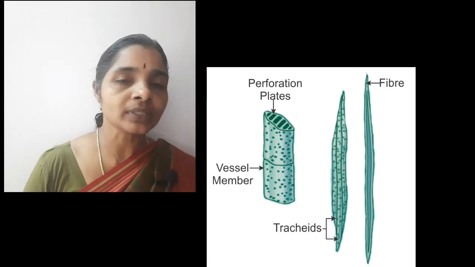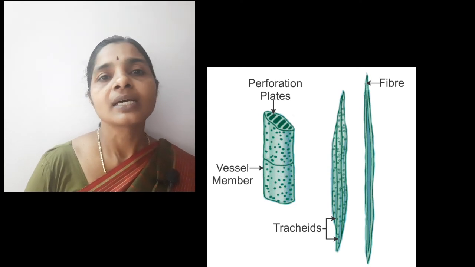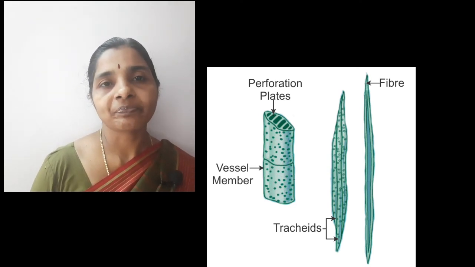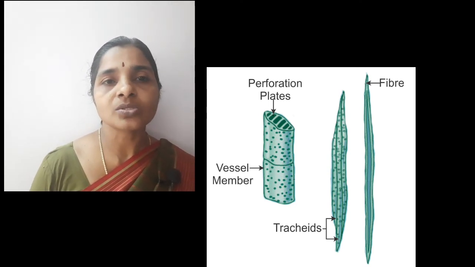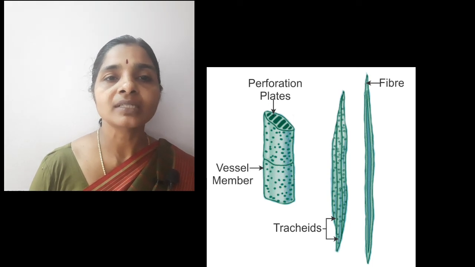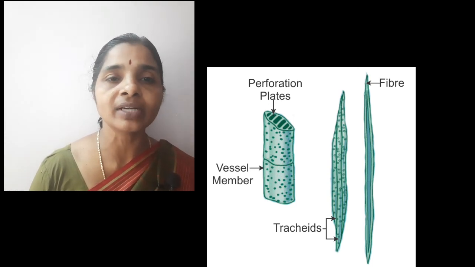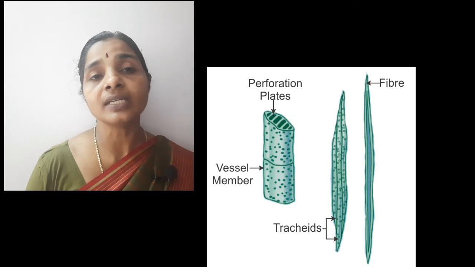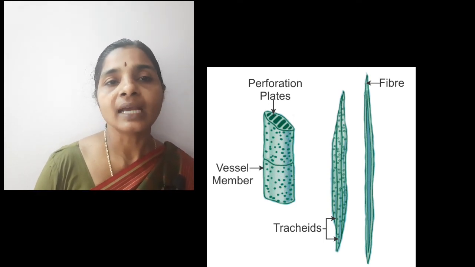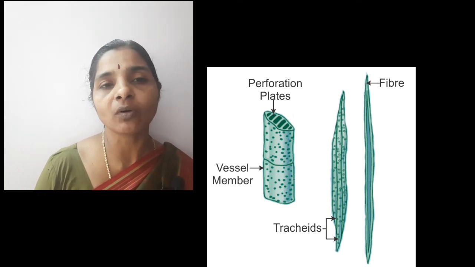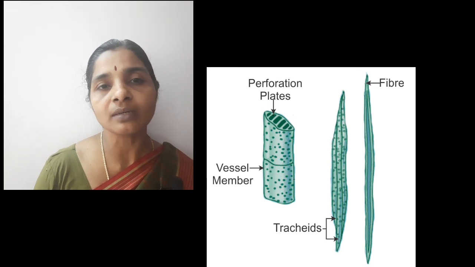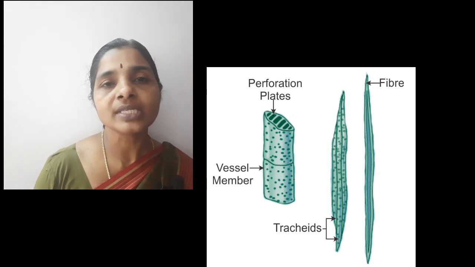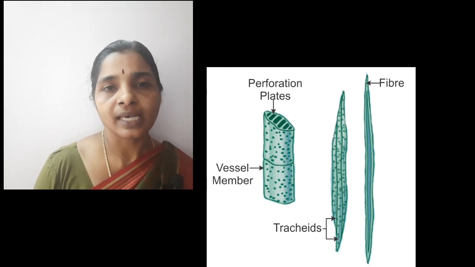The fourth element of xylem tissue is xylem fiber. These cells are also elongated but dead cells with lignified walls. These are elongated dead cells with lignified walls. This xylem fiber mainly provides mechanical strength to the plant body. So these are the 4 elements of xylem.